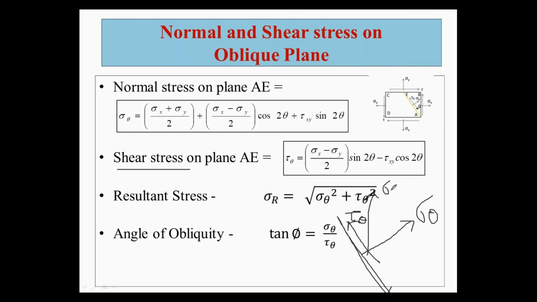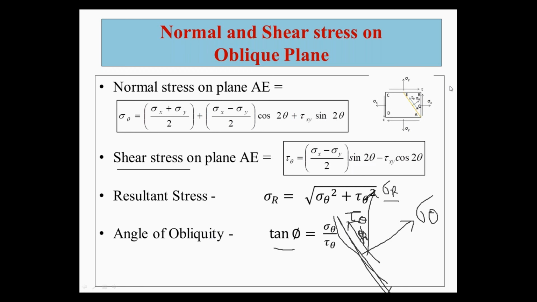here it is sigma r, and the angle phi with the plane, that is the angle of obliquity. So the angle made by the resultant stress with the inclined plane is the angle of obliquity.